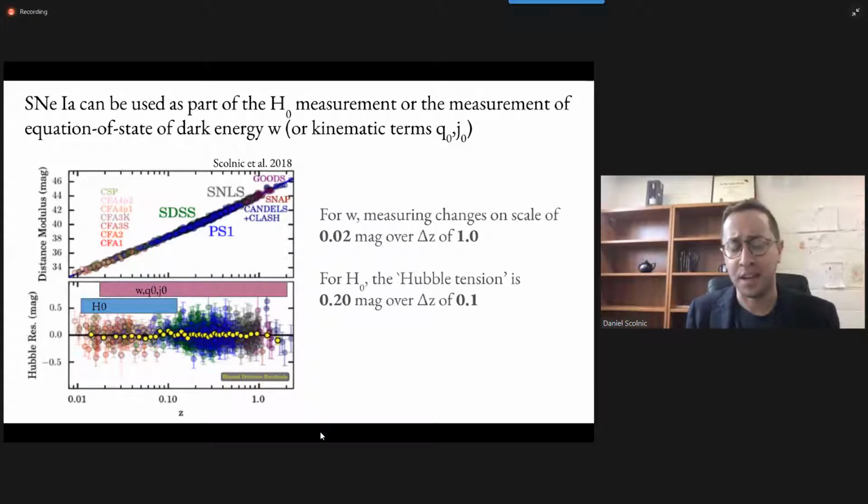Whereas for H naught, the tension as it's been, it's about 10 times bigger than the signal that we're chasing after for w. And the scale over which you have to worry about things changing is much smaller. You're really comparing supernovae at z less than 0.01 to z of about 0.05. So you really don't have to worry as much about so many things changing like surveys or evolution.